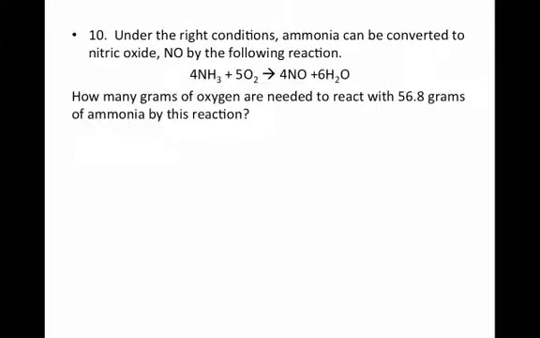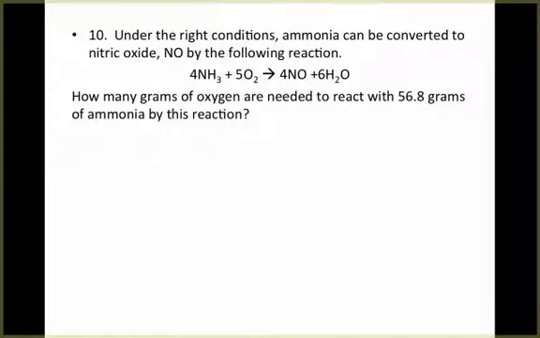Under the right conditions, ammonia can be converted to nitric oxide by the following reaction. How many grams of oxygen are needed to react with 56.8 grams of ammonia by this reaction? So, nice chemical equation already given to us. So, all we need to do is look at what we know, what we don't know, and convert. So again, how many grams of oxygen are needed to react with 56.8?